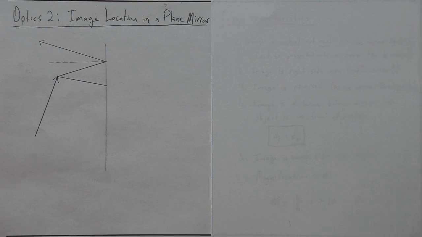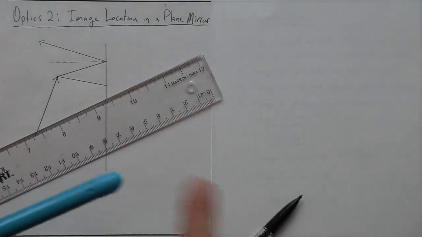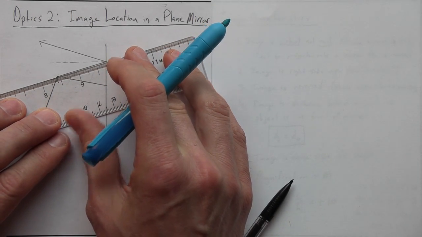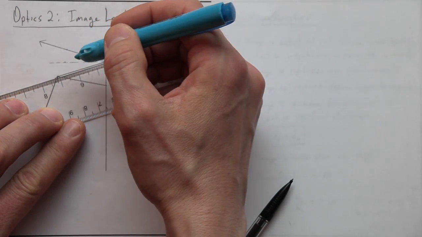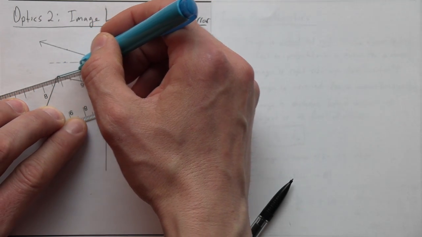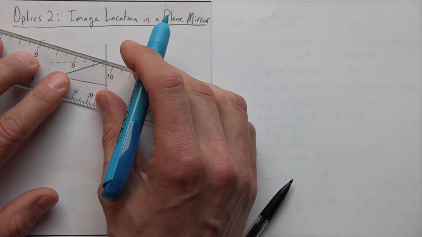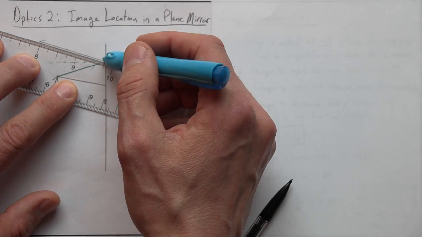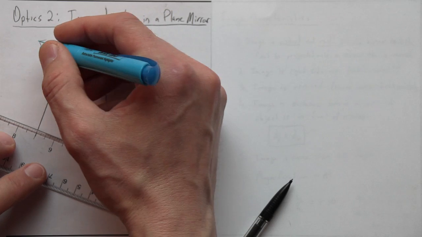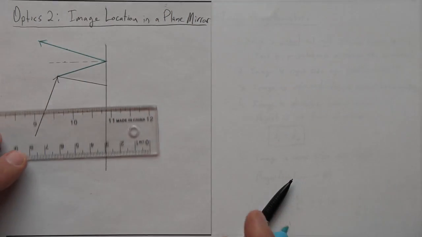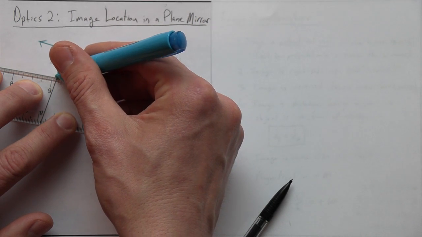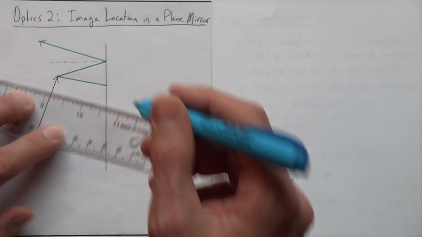Oh, you know what I forgot? I was going to do this with colors. So let me just trace this over with the color. And that'll help us later keep track of what ray is what. Okay, so here.